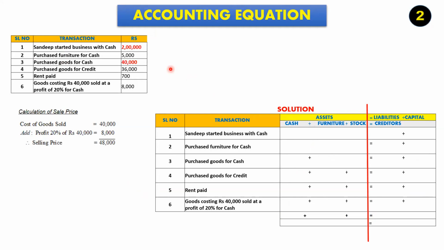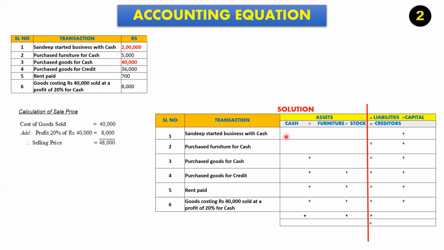What do we have to do? Prepare an accounting equation statement. That means this is the statement. The solution is the statement. But what is the question they are asking? It is similar to the previous question. The only thing is the values highlighted in red, which I changed from the previous question. Otherwise, it is the same as the previous question. Now let us start.